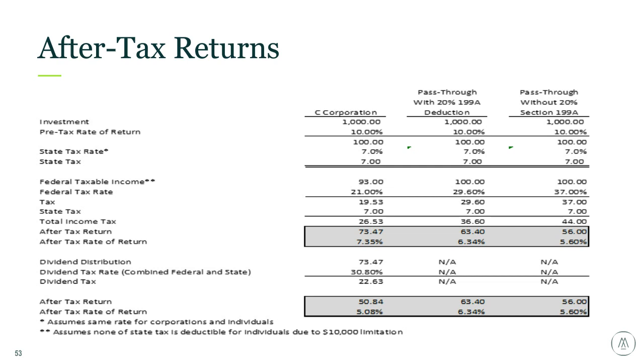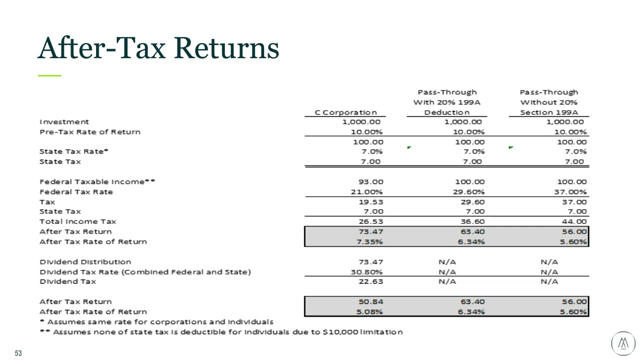On the left, there's a C corporation. In the middle, there's a pass-through entity, i.e., a partnership or an S corporation that can take advantage of this new 20% deduction under Section 199A. Then on the far right, we have a pass-through entity that cannot take advantage of that 20% deduction. I just want to focus this in here. This is a simplified fact pattern.